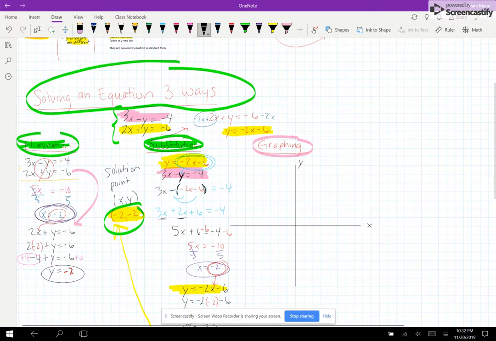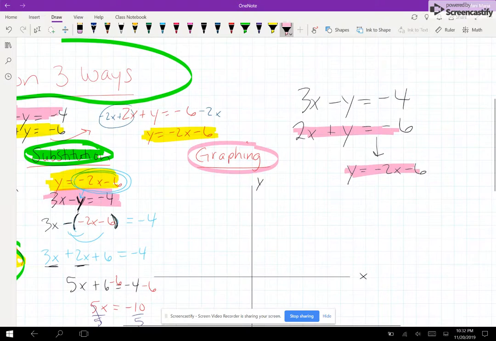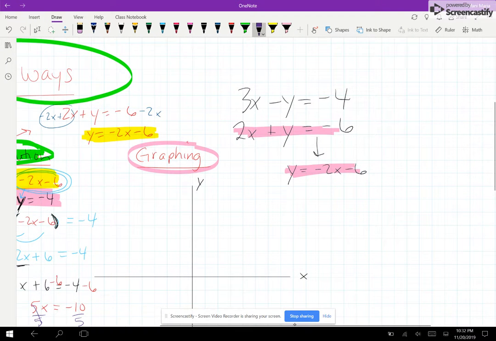Okay, so if you are just tuning in, my equations are 3x minus y equals -4, and then 2x plus y equals -6. Now in the last video, what we did is we ended up rewriting this one and solving for y, and I get y equals -2x minus 6, just rearranging the equation. Okay, so this one became this one. And then I have to do the same thing with this other equation, okay, because these were our 2 equations that made up our system.